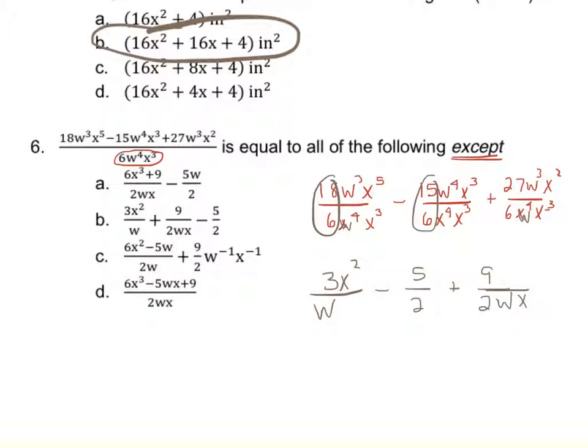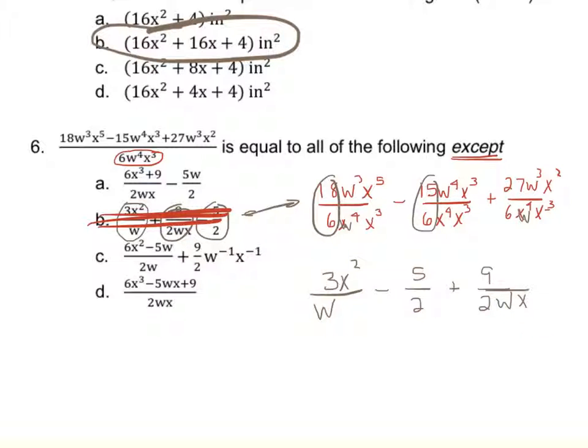So I start looking through these, and the first one I pick up on is B. 3x squared over w, it's got a negative 5 over w, has a 9 over 2w squared. So that is equivalent to what I started with, so that is not my answer. The next one, I'm going to do A last because that turns out to be our answer.